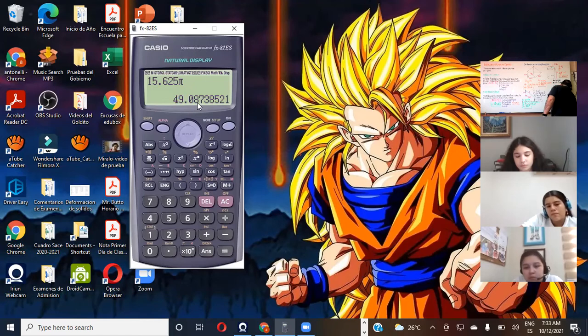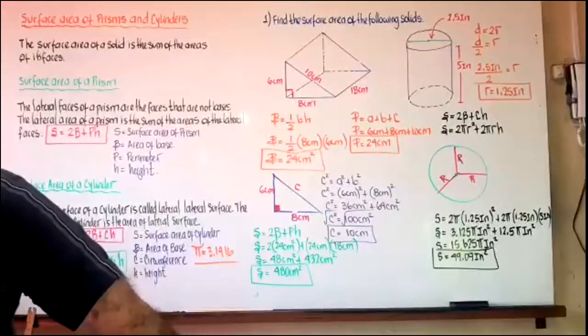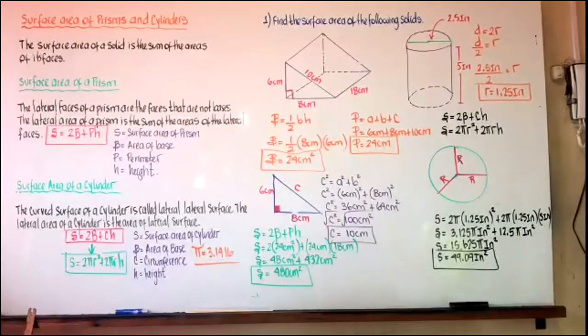So the answer once again is 49.09 square inches. I'm going to close the share screen so you can see the whiteboard, and this is going to be the answer. Okay? Questions?